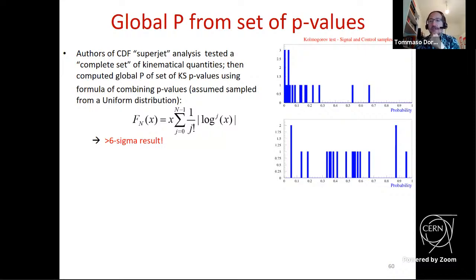But when you are observing a new physics phenomenon above the standard model, and this is not explained by anything, it is a really extraordinary claim that you are making. And so people didn't believe it, in fact.